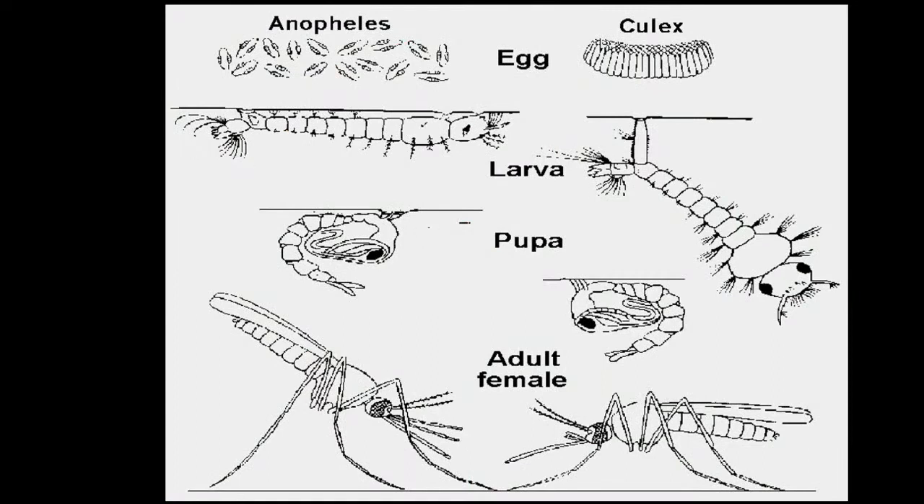The most medical importance in order Diptera have the following genera of mosquitoes: Anopheles, Culex, and Aedes. On this slide, you can see the differences between the main stages of mosquitoes Anopheles and Culex. So you can see the difference between eggs, larva, pupa, and adults.